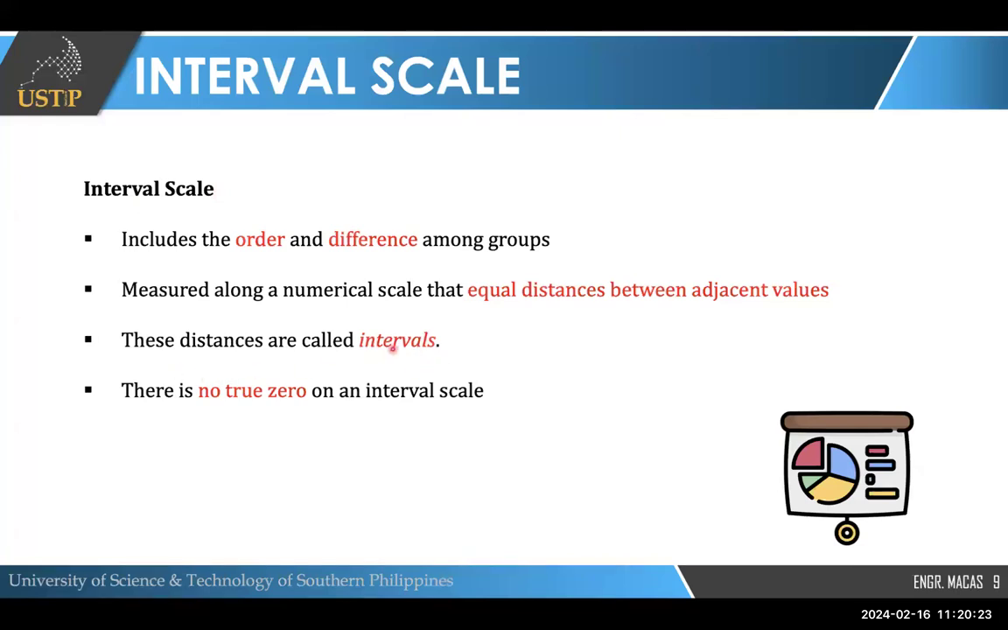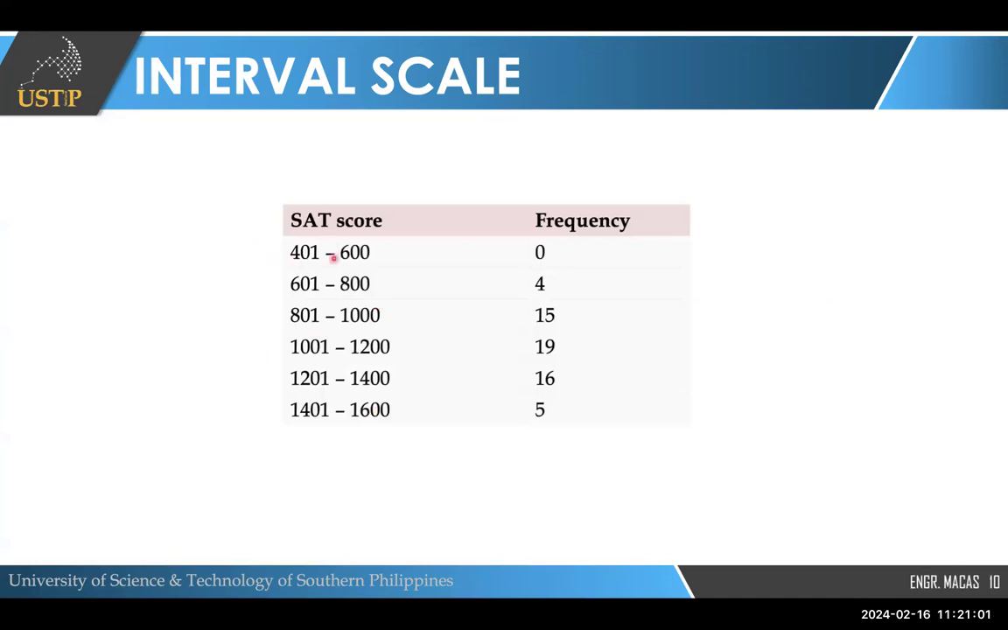So, nominal has no order and no magnitude. Ordinal has order, but its magnitude still has no bearing. Once you reach the interval scale, there is order, and the distances between your adjacent values are equal, which is called the interval. So there are equal intervals for each category. However, in the interval scale, you have to note that there is no true zero value. What are some examples? For example, these are equally spaced intervals.